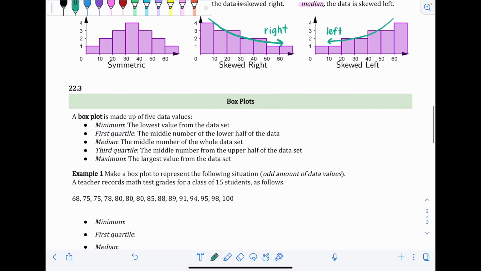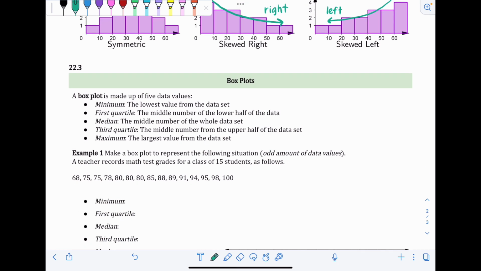Okay, moving down to 22.3, this one is creating box plots. So a box plot is made up of 5 data values. There's the minimum, which is the lowest value from the whole data set. There's the first quartile, which is the middle number from the lower half of the data. The median, which is the middle number from the whole data set. The third quartile, which is the middle number from the upper half of the data set. And then the maximum, which is the largest value from the entire data set.